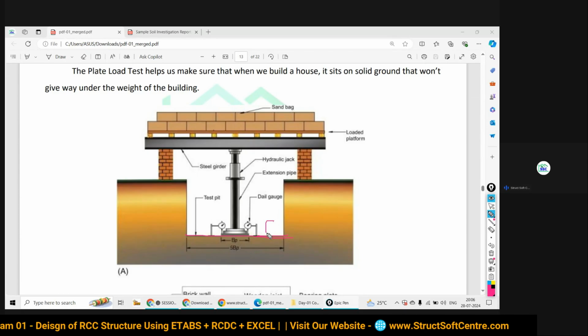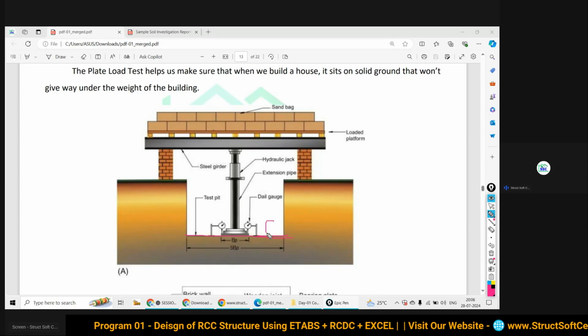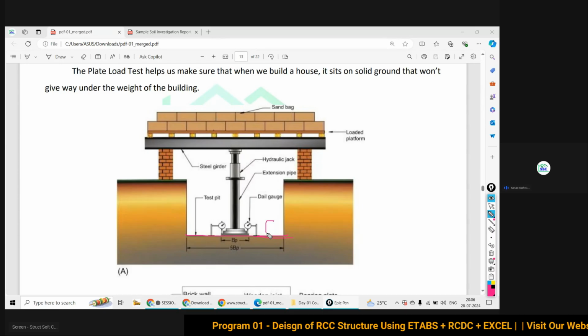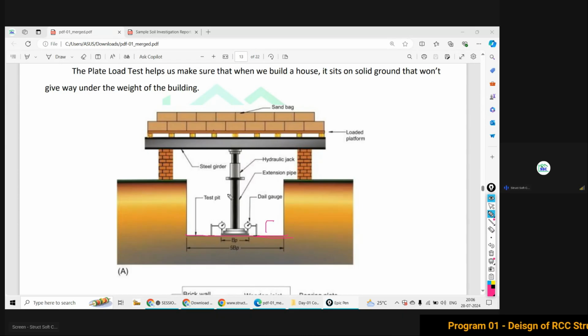But I want to know the exact bearing capacity, exact settlement. I want to know everything at this level. So I am going to do the plate load test. And it is a very simple, straightforward procedure.